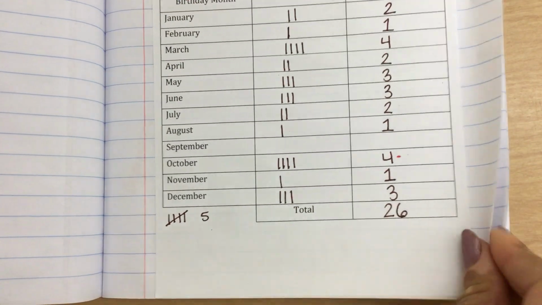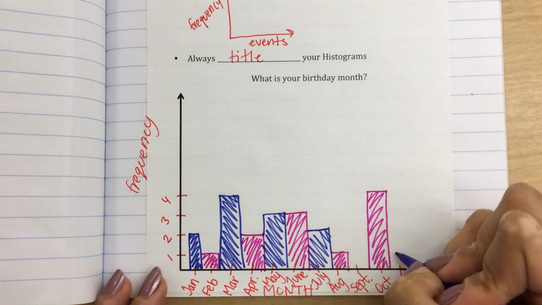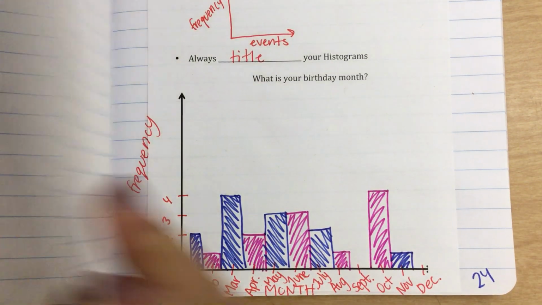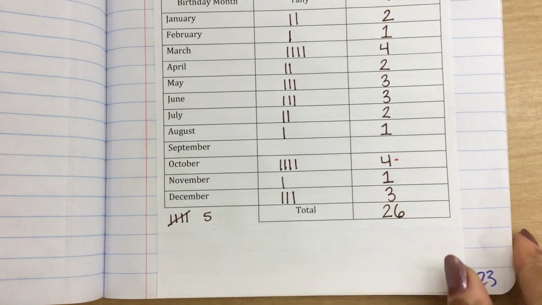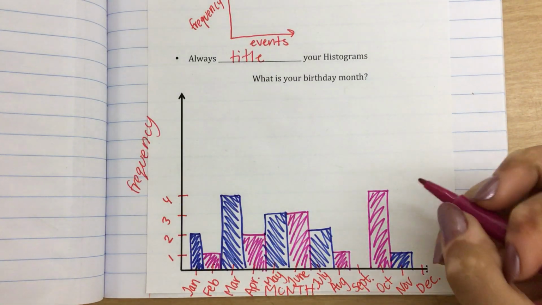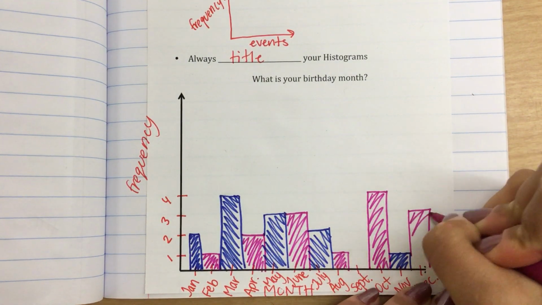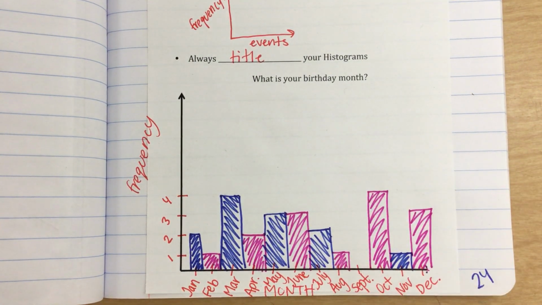November had 1. And the very last one is December. December is 3. And our histogram is done.